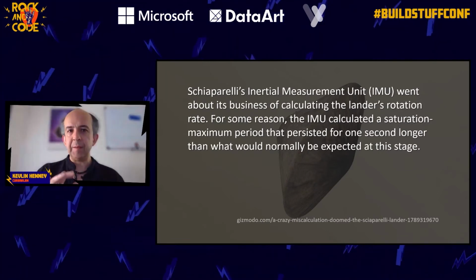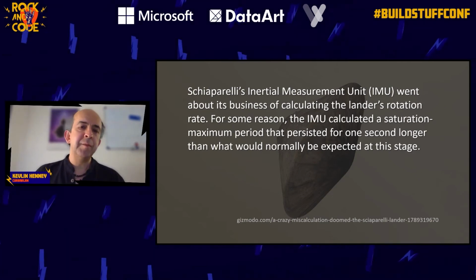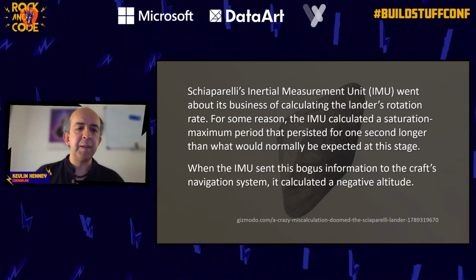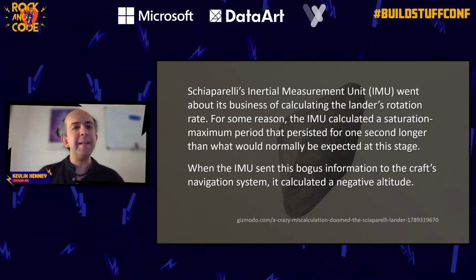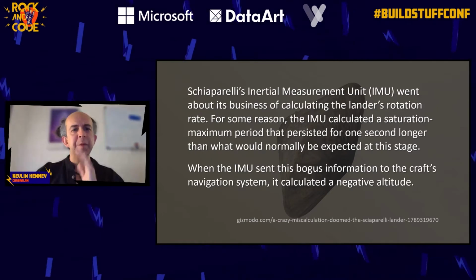Whatever the reasons for that, all we need to know is, it took a bit longer. What happens to that information? When the IMU sent this bogus information to the craft's navigation system, it calculated a negative altitude. In other words, instead of being above ground, it thought it was below ground.